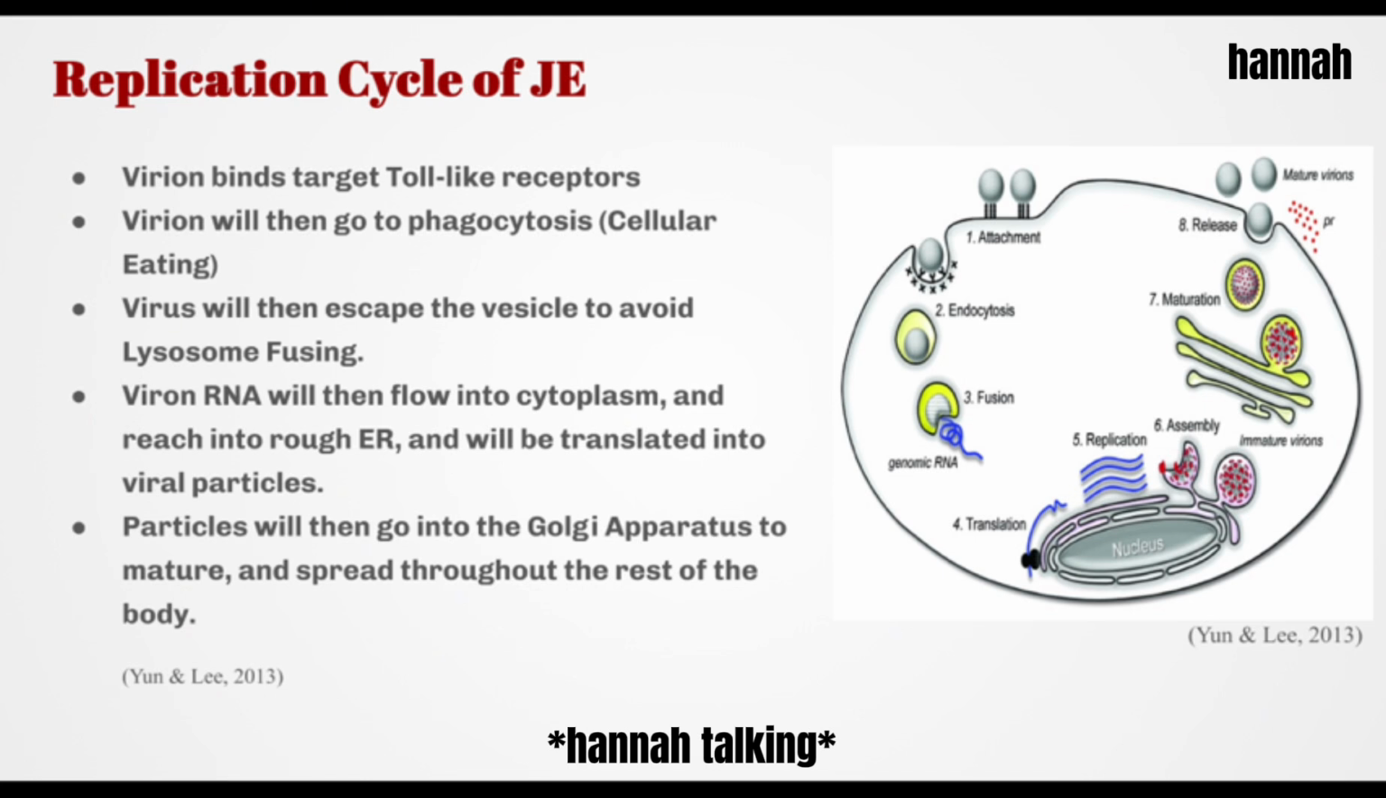Then the virion RNA will flow into the cytoplasm and reach the rough ER, where it will be translated into viral particles. Finally, the particles will go into the Golgi apparatus to mature and spread throughout the rest of the body. And as you can see to the right, we have a lovely diagram that shows all that for you.